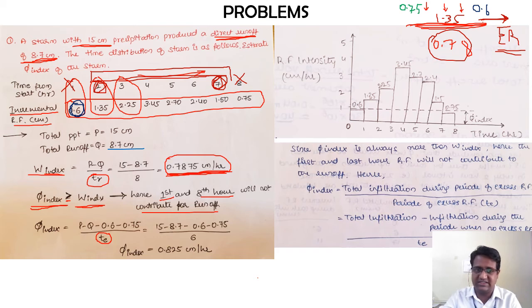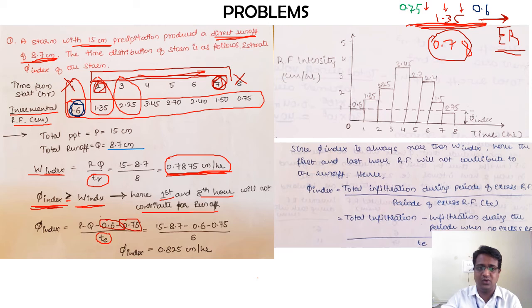So that's why for the phi index, we need to deduct 0.6 and 0.75. By deducting these, we are removing the rainfall data where there is no runoff.